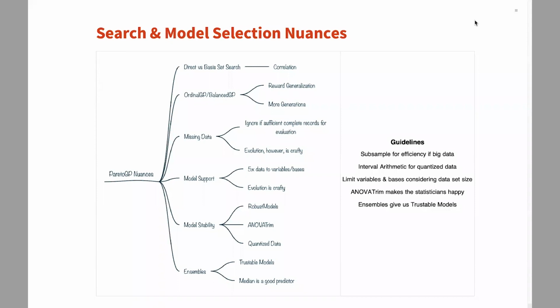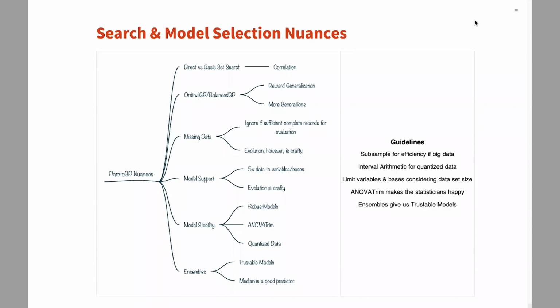Model support: if you've got a handful of records, you don't allow 27 variables, right? So we have a requirement that, by default, the number of basis sets, the top-level additive terms, can be no more than 20% of the number of data records. And sometimes you want to specify that a little lower, just to be cautious.